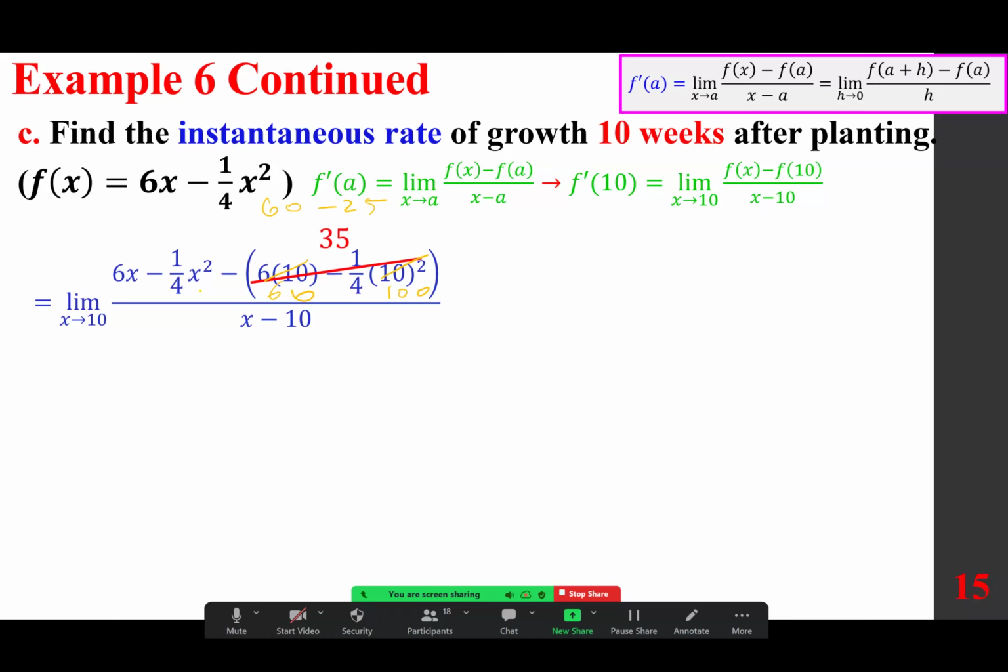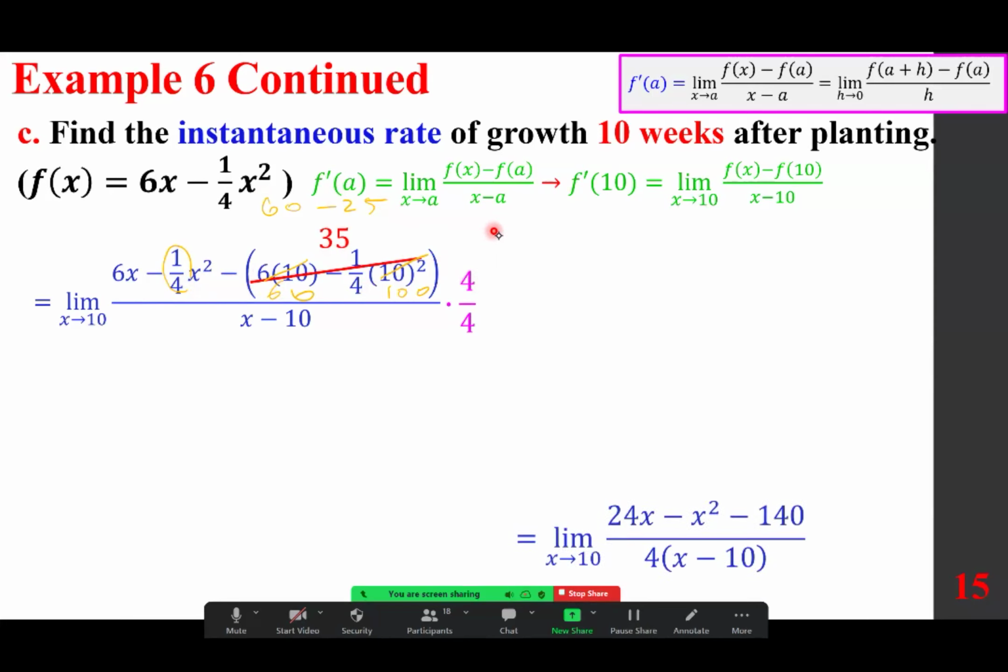Now, before we move on, I notice 1/4 here, or negative 1/4. That's a fraction within a fraction, which makes this a complex fraction. And we can get rid of it by multiplying the top and the bottom by the LCD, which is 4. So the bottom, nothing happens. You write it as a product of these two. And the top, this is 24x. This one makes it minus x squared, minus this one makes it minus 140.